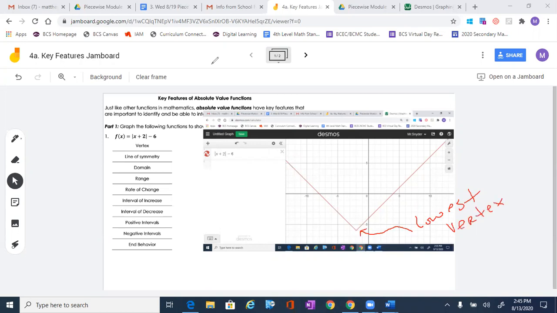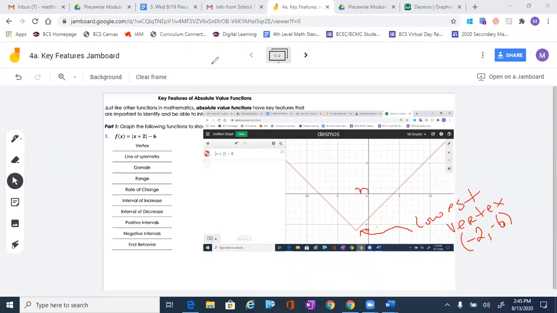And that vertex is going to be, if we count it, -2, and then it looks like it goes all the way down to -6. So -2, comma, -6. And that would be the vertex right there.